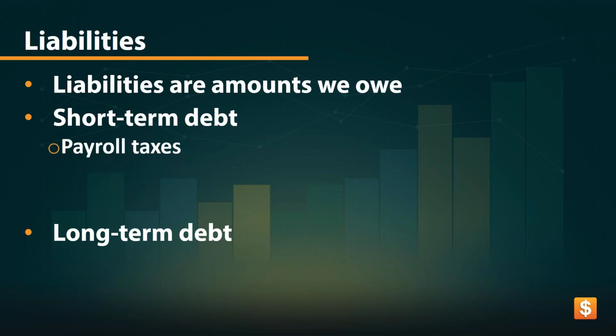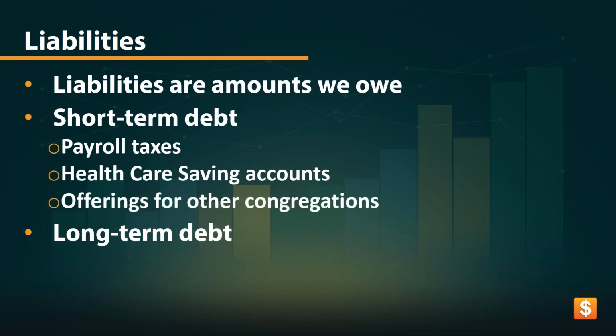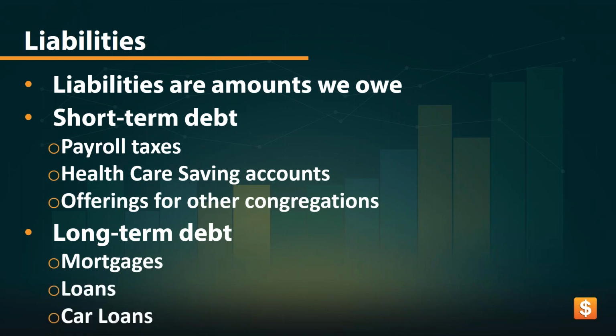So short-term debt, in my mind, really isn't debt so much. It's just you're holding that money. Payroll taxes, healthcare savings accounts. So if you're using a healthcare savings account, you're holding that money to pay out later on down the line, at the end of the quarter or whatever, and that money is stored in liabilities. And it could also be offerings for other congregations. So you took up a collection to help out another church in another area, and you have that money, that's part of your liabilities. Then from there, there's long-term debt: mortgages, loans, and car loans.